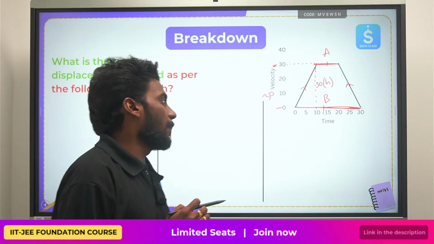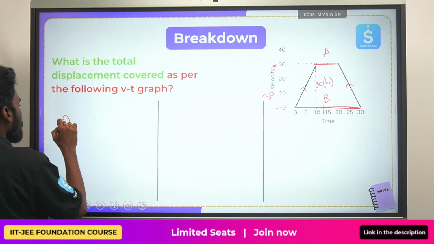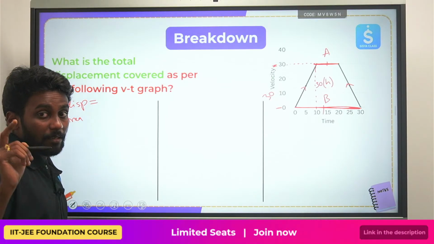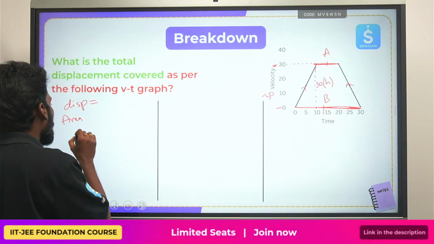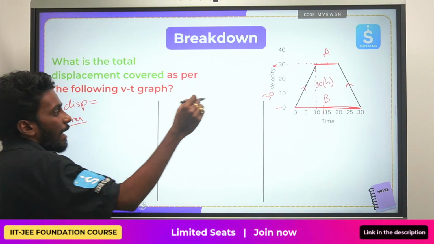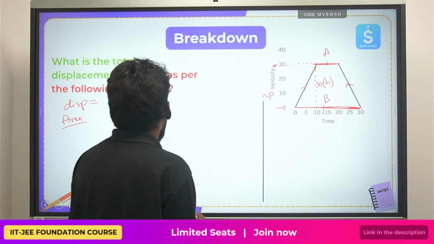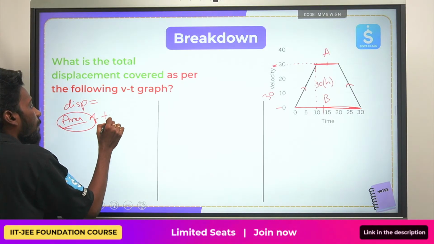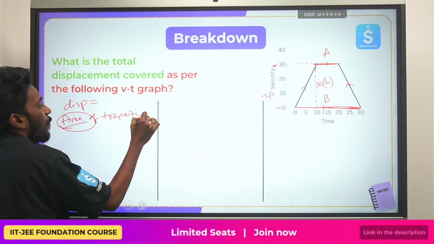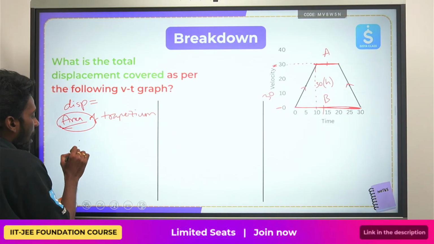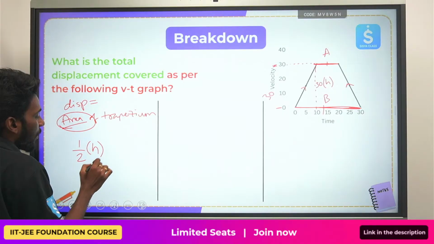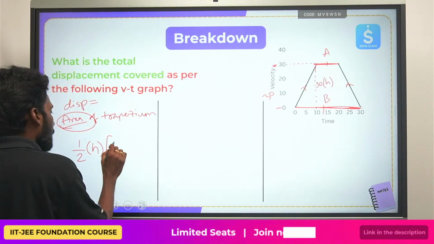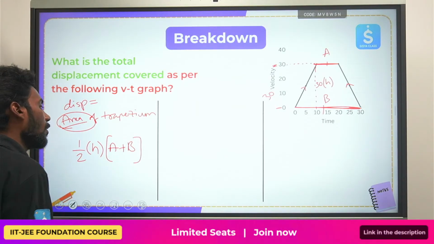So the area of the trapezium is given by, see, we are finding displacement. For finding the displacement you need to find what? Area of the graph. So here, as the graph is in the shape of a trapezium, I am applying the formula of area of trapezium. So what is the area of trapezium? Half multiplied by the height of the trapezium into the sum of the two parallel sides, that is A plus B. Half h into A plus B.